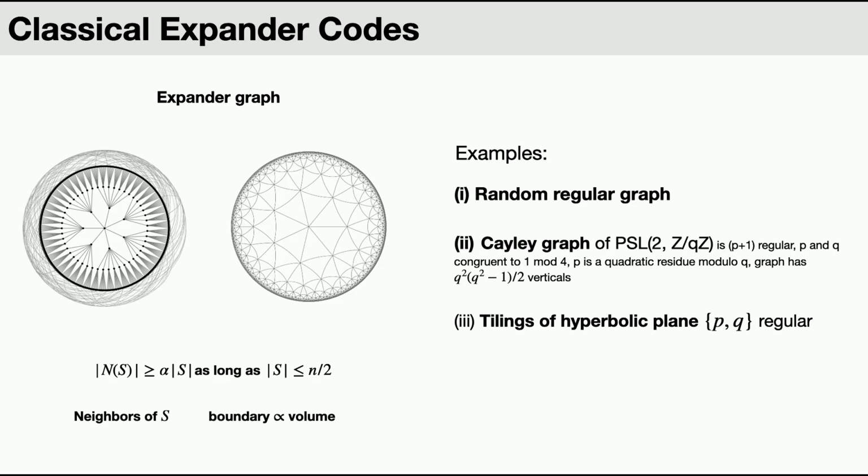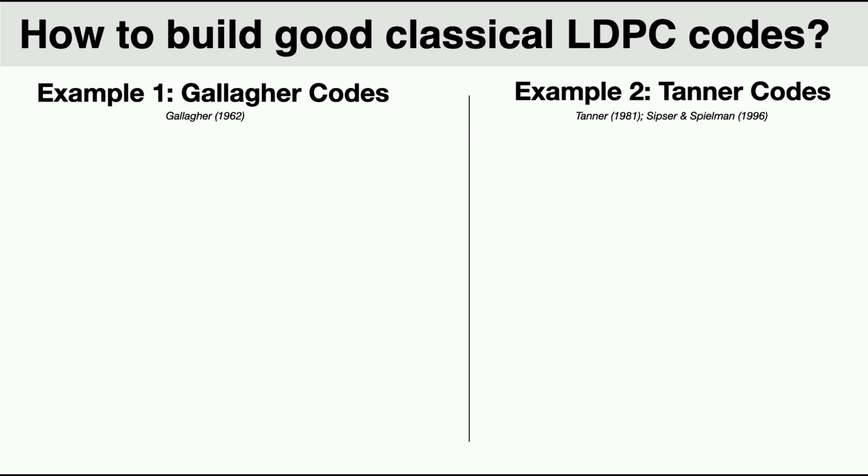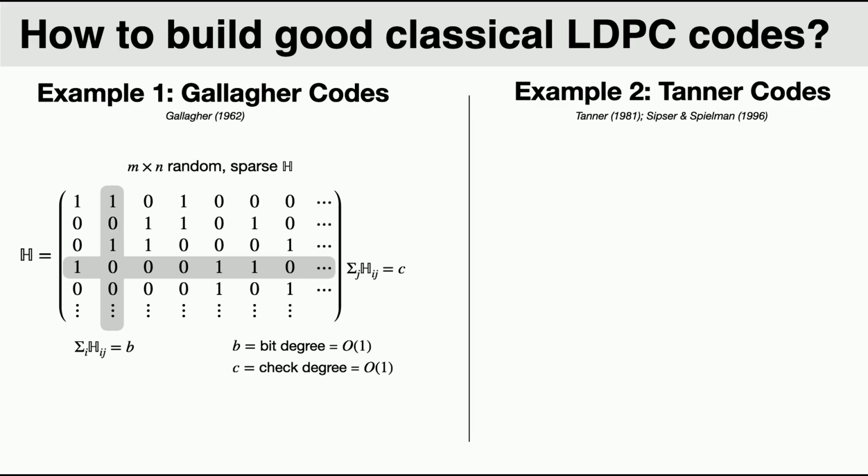A very familiar one is what's called a random regular graph. You can also have Cayley non-random examples, which look like Cayley graphs of certain non-abelian groups. You can do tilings of the hyperbolic plane. So there are different ways to get these types of graphs, okay? And now there are, again, multiple approaches for building good classical LDPC codes. The first example comes from the PhD thesis of Gallagher, as I was saying. This is the simplest possible LDPC code you can write down.